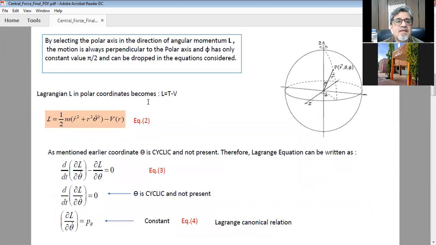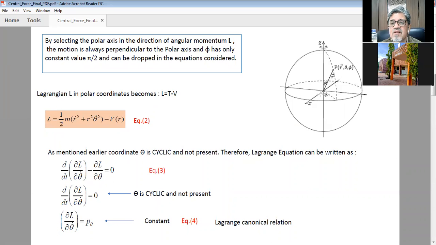Now, by selecting a polar axis in the direction of angular momentum L, the motion is always perpendicular to the polar axis, and phi has only a constant value of pi by 2 and can be dropped in further equations. Now, if you take the polar axis in the direction of L, or L in the direction of the polar axis, this angle becomes pi by 2.